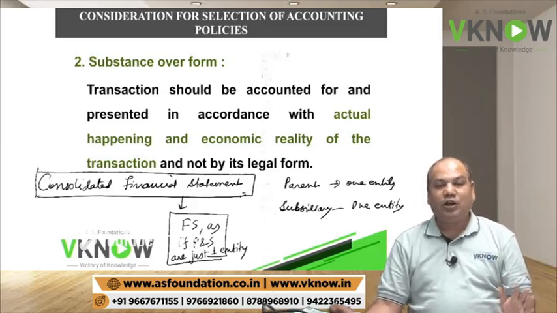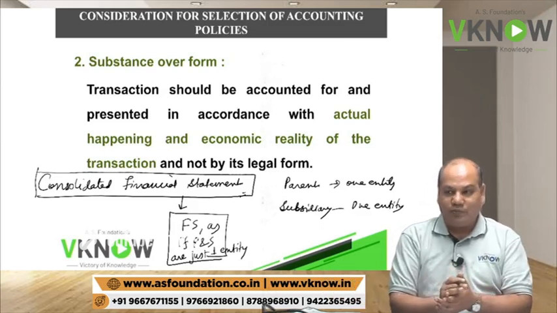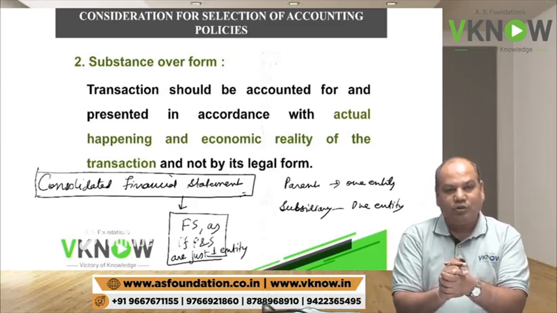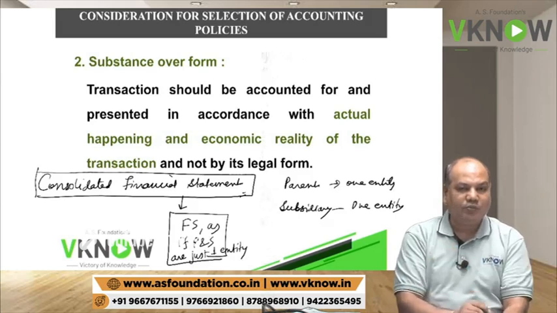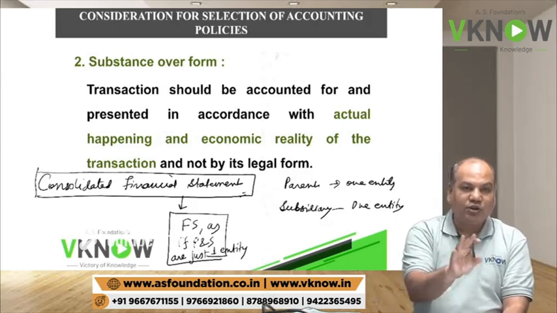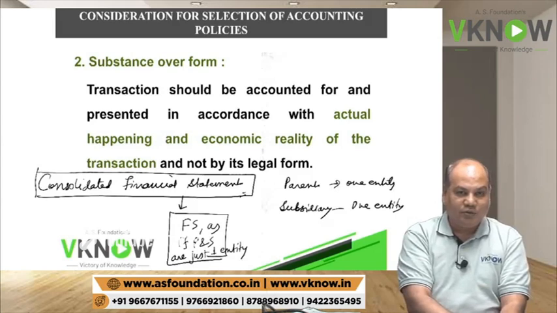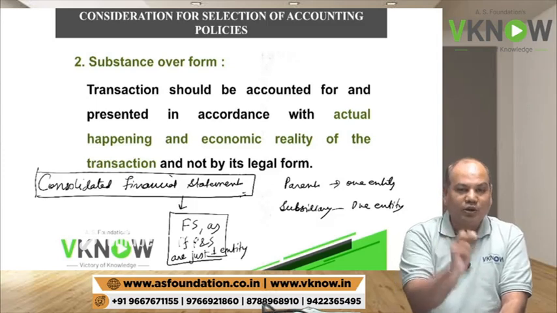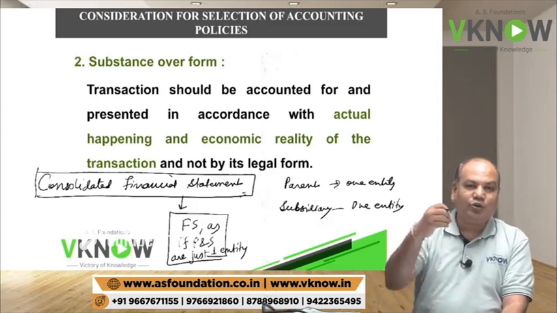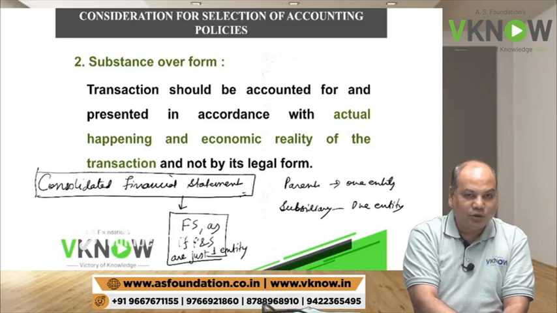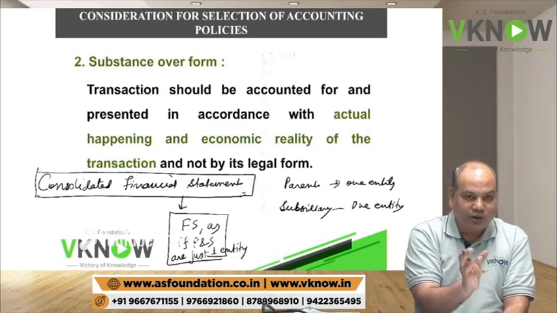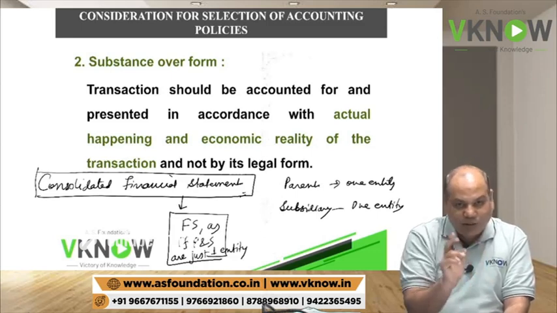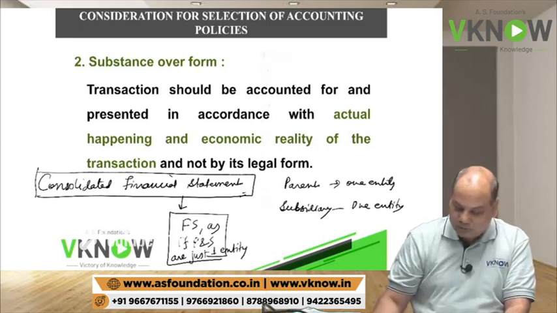In economic reality, a parent and subsidiary is like one unit only, because the decision making is with the parent. Resources are controlled by the parent. But in the eyes of law, there are two entities, so they will file two tax return. They will file two returns with the company authorities. But for the shareholders, for the investor, they will treat them as if it is one entity only.